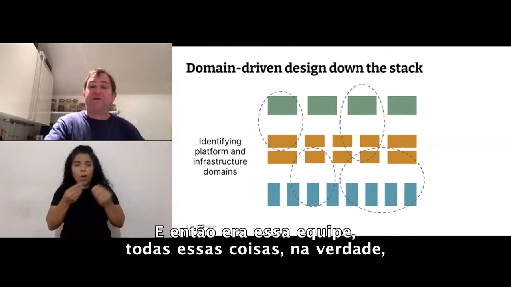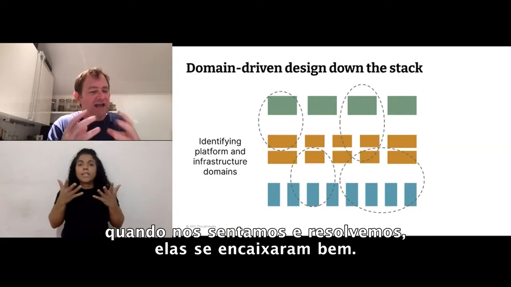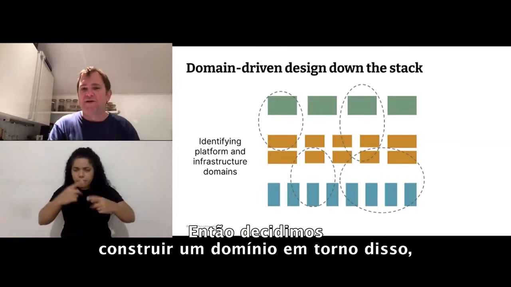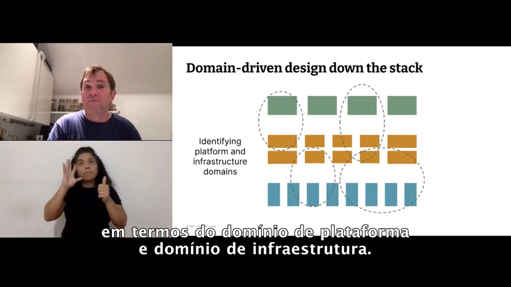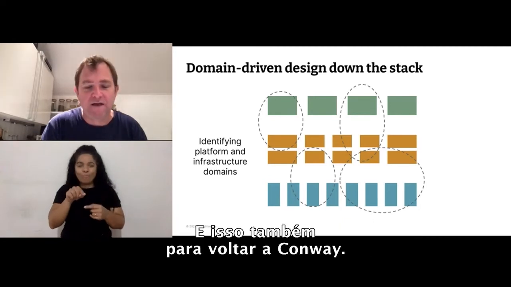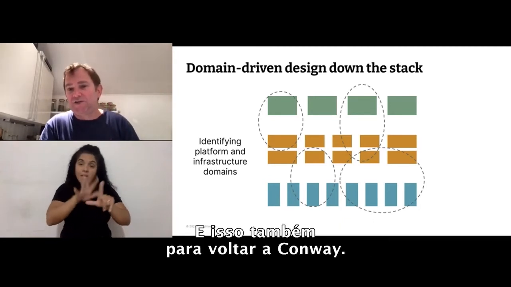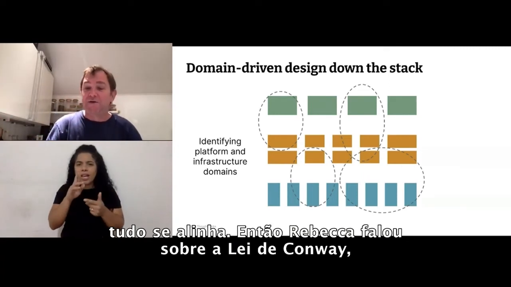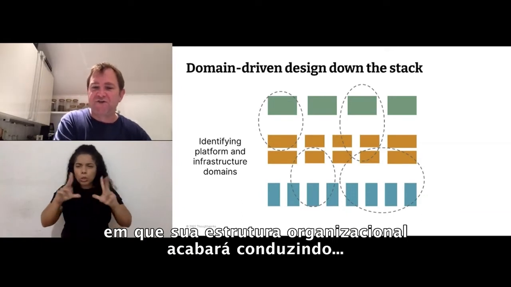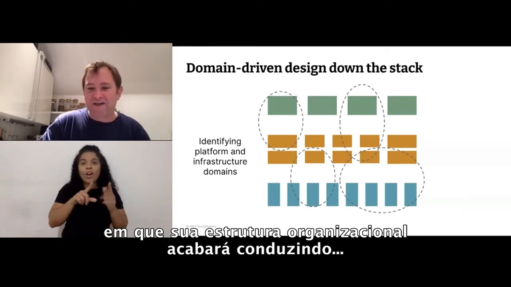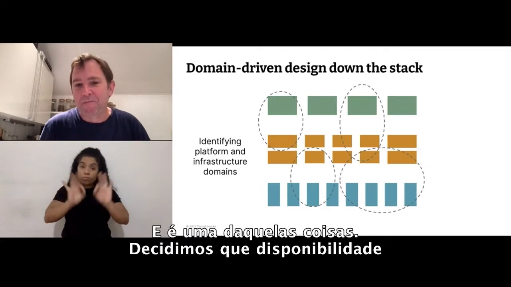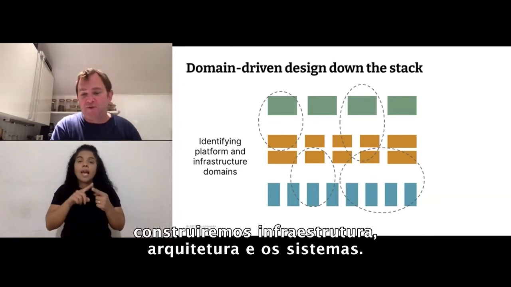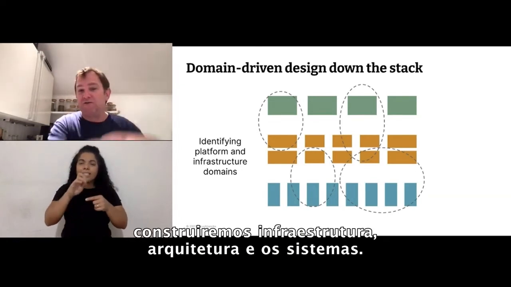And so this team, all of these things actually, when we sat down and worked it out, these fit well together. And so we decided, okay, let's build a domain around that in terms of our platform domain and our infrastructure domain. And this also, to touch again on Conway's law, there's so many things that Rebecca talked about which fit into this, right? These things all line up. Rebecca was talking about Conway's law, where your organization structure will end up driving your architecture. And so this is one of those things: we decided these things around availability and traffic go together, and so we'll build a team around that. And then we build the infrastructure and the architecture and the systems around that.